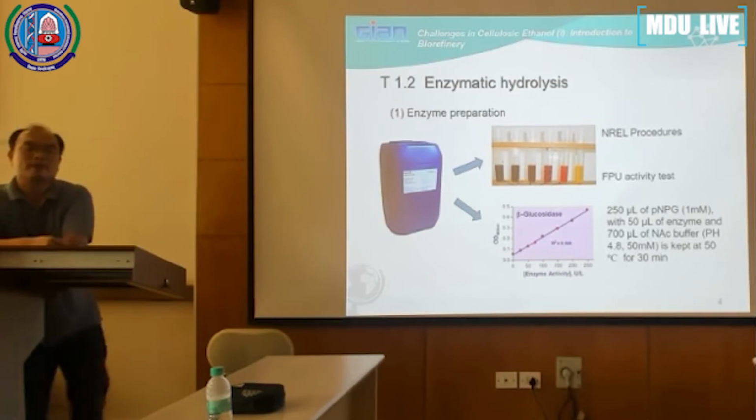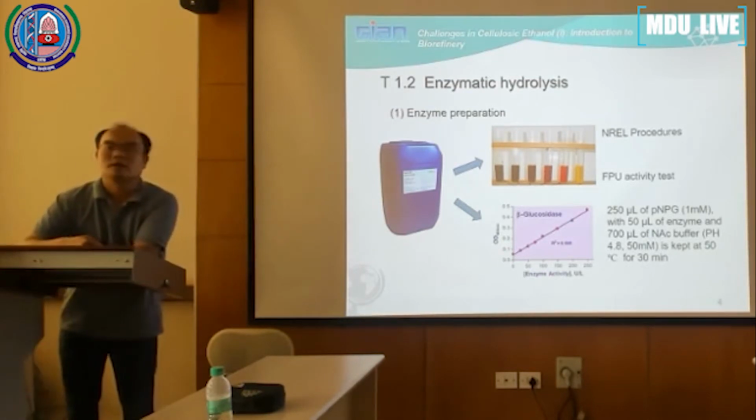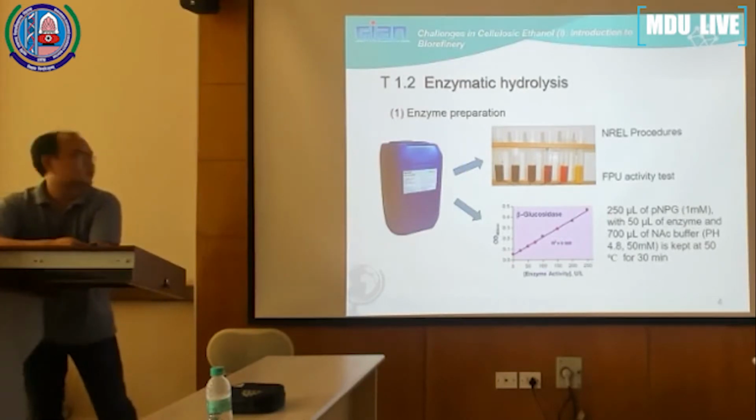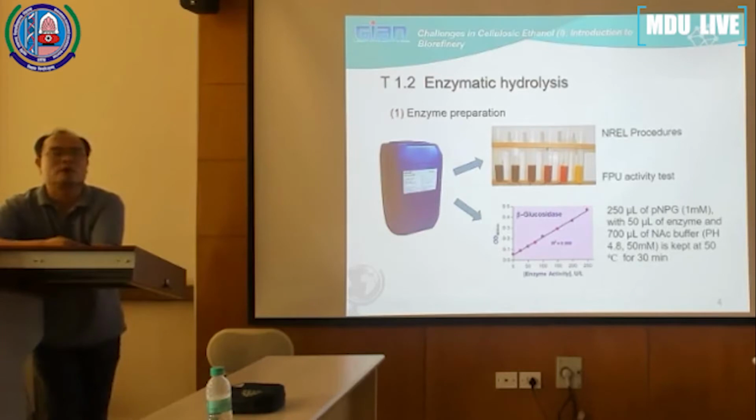What is the maximum FPU? How many units does it have? In China, CTec2 is around 150 FPU per ml. But I usually use per gram. Its gravity is not 1, it's 1.2. Its density is higher than water.